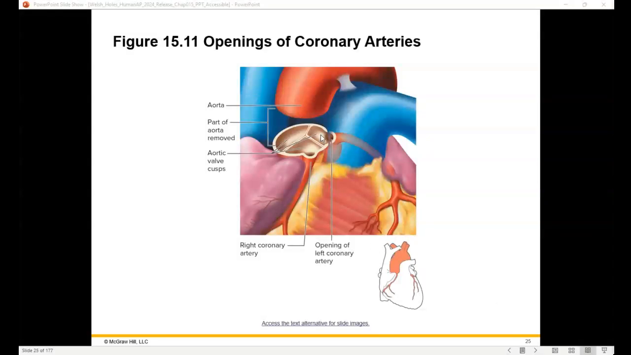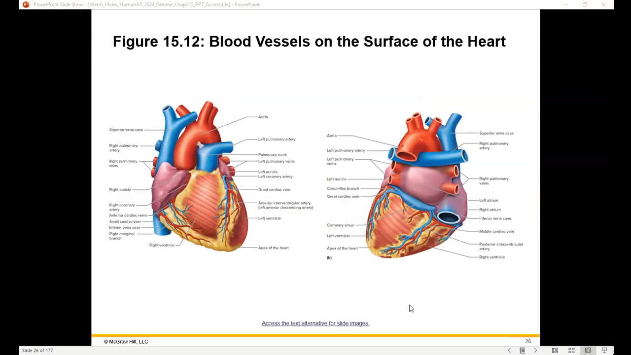Okay, and this shows you the openings of the coronary arteries to the vessels that supply the tissues of the heart itself. And this shows basically the blood vessels on the surface of the heart. As you can see here, we have the anterior cardiac veins, the small cardiac vein, the right marginal branch. Over here we have the left coronary artery, the right cardiac vein, the anterior interventricular artery.